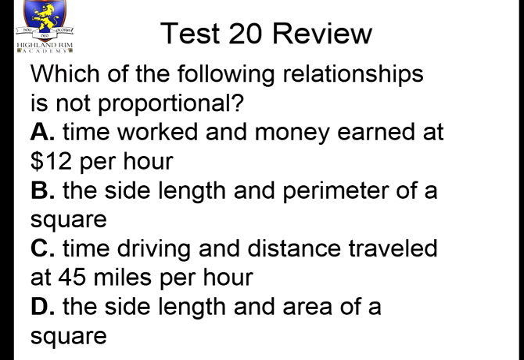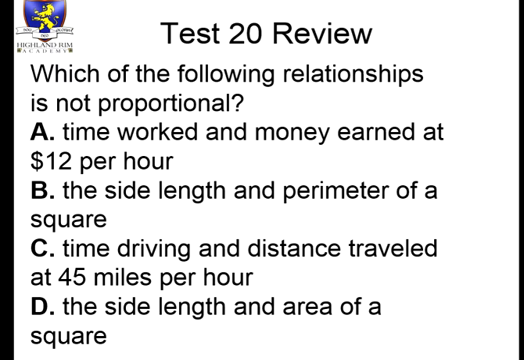All right. So here we go. Which of the following relationships is not proportional? Okay, the time worked and money earned at $12 an hour. Okay, so if you work 1 hour, you get $12. 2 hours, you get $24. So that goes through the origin. If you work no hours, you get 0 money. So that's a straight line, linear, and so you get $12 per hour. That is a proportional relationship. So that is not the answer to your problem.